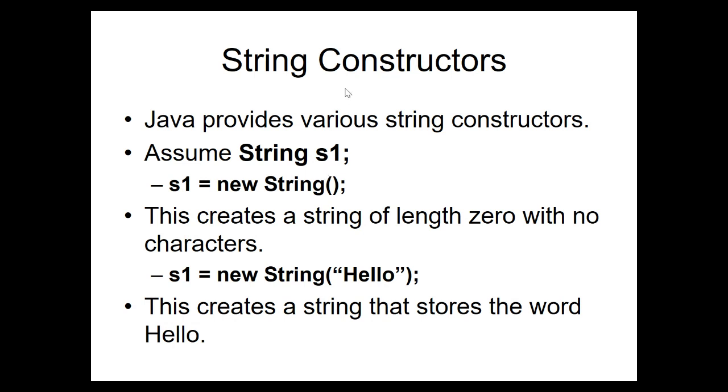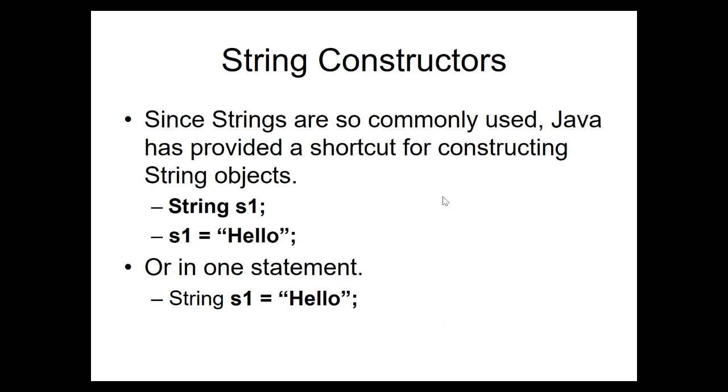So you can make a string using a constructor. This would be like when we made a random object or made a scanner. We used a constructor like equals new, and then the constructor name with brackets. We can do that for string objects as well because they are objects of a class, but it does look quite long and tedious to do this just to make a string. So instead, Java provides a shortcut. You can simply state the data type String, s1, and then set s1 to hello, for example, in quotes. So you can do it all in one line if you want.